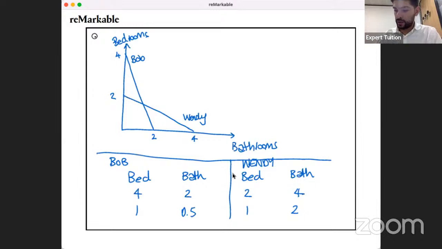Look at the point 2, 2. If I go up from here and I go across from there, there. What do you notice about the point 2, 2, 2 bedrooms and 2 bathrooms? Do you notice that it is outside of both Bob and Wendy's PPF? They were incapable of reaching that outcome level by themselves. This is why the theory of comparative advantage is so powerful. It's because it illustrates that by basically specializing in what you have a comparative advantage in and then trading, you can reach outcome levels beyond your PPF, which is so powerful.